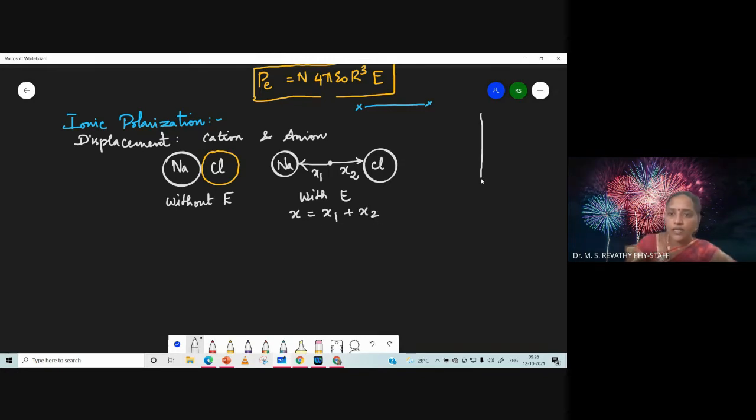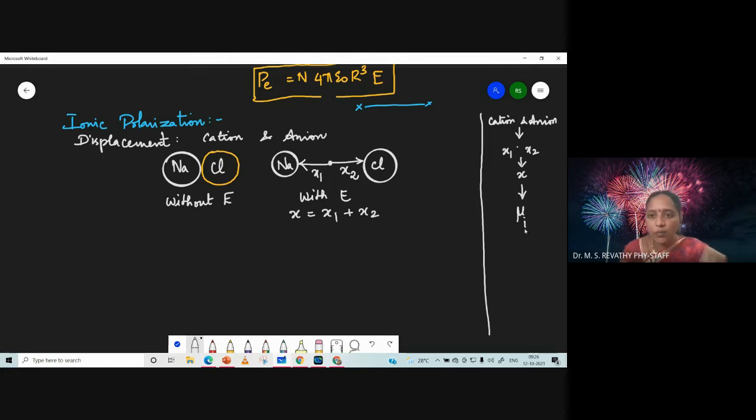Like electronic, I'll just give you the steps which we are going to follow. Here we have considered cation as well as the anion and its displacement. Then we have to calculate the individual x1, x2. Then total displacement x has to be calculated. Then we go for mu I, that is dipole moment due to ionic polarization. Then alpha I and finally P I. So these are the steps involved in calculating the ionic polarization.